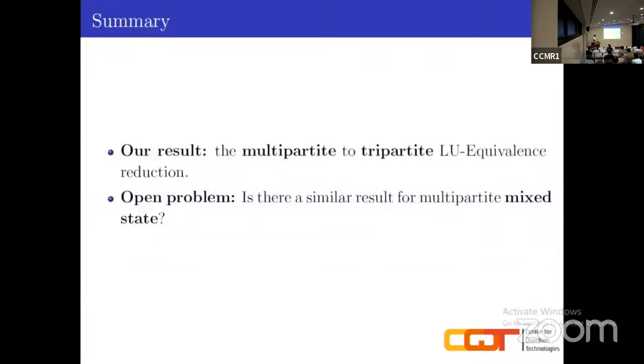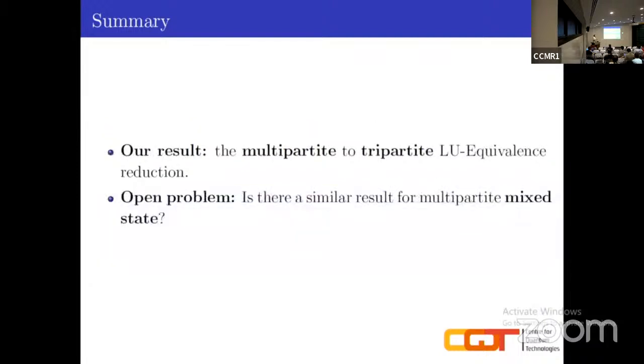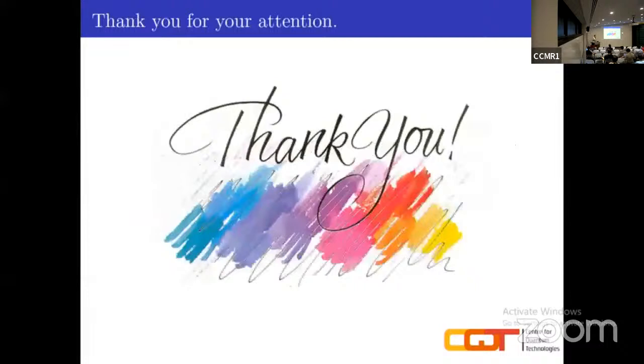And so as you can see, our result only works for pure states. So we might wonder if there is a similar result which can reduce multipartite equivalence to tripartite equivalence for mixed states. Thank you.